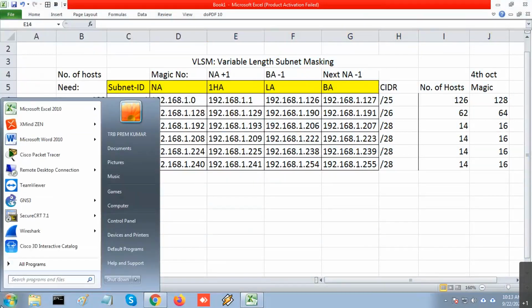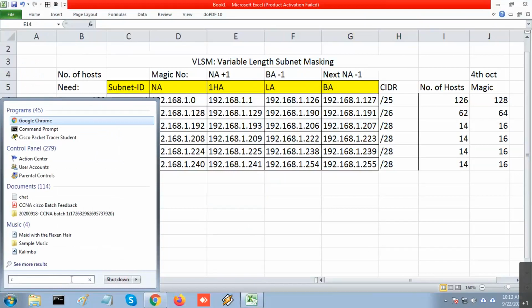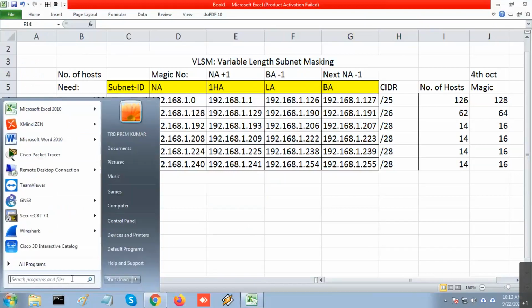And I gave you the software also, right? I downloaded that subnet mask calculator. You can calculate and verify whether whatever you did is right or wrong.